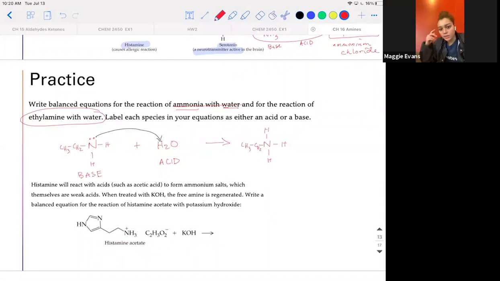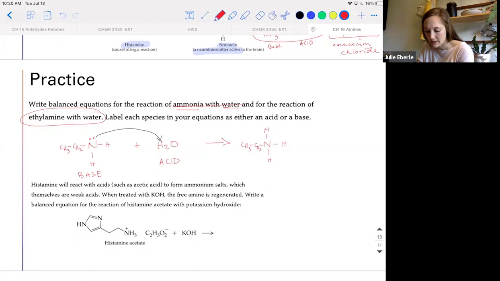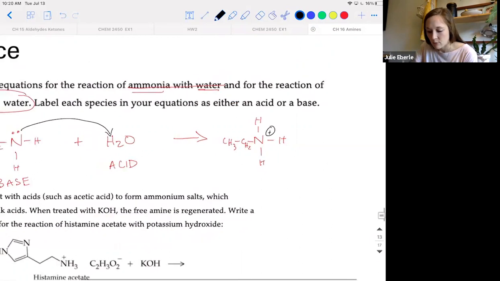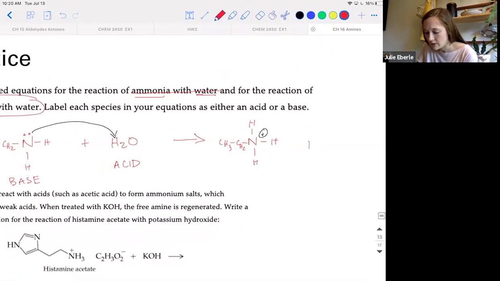Plus on the nitrogen? Yes, Maggie, good. A lot of people will forget that you've got to now put a plus charge. It was neutral, it gained a hydrogen ion, so now it has a plus charge. And what's left over from the water? It gave a hydrogen away, so all that's left over is an O and an H, and it has a negative charge now.